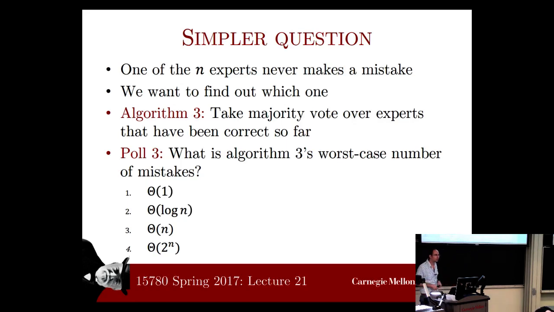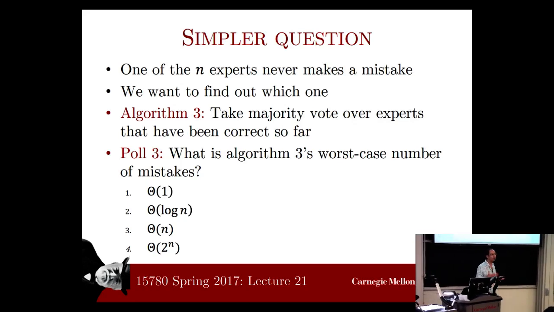So what our algorithm 3 is going to do is at every point keep track of which experts have never made a mistake, have always been correct so far. And we're going to take a majority vote over the experts that have been correct so far, and we'll do what the majority says. And the question is, what is algorithm 3's worst case number of mistakes? Even as the number of rounds goes to infinity, I'm claiming there is going to be some bound on how many mistakes we could make overall by following this algorithm. And the question is, what's this bound going to be?